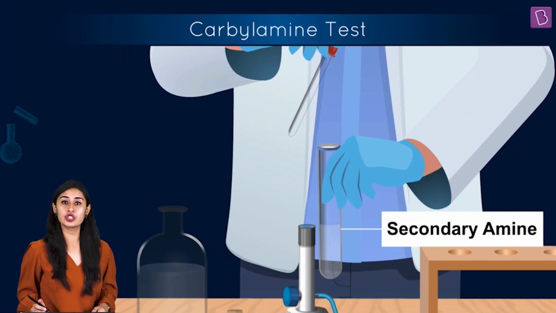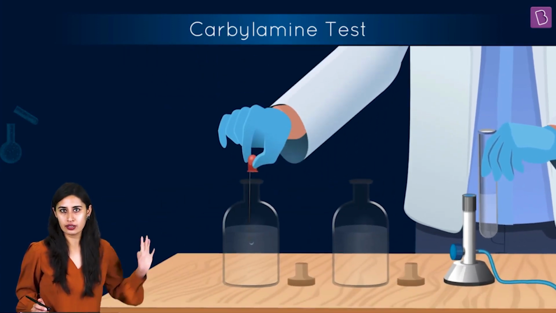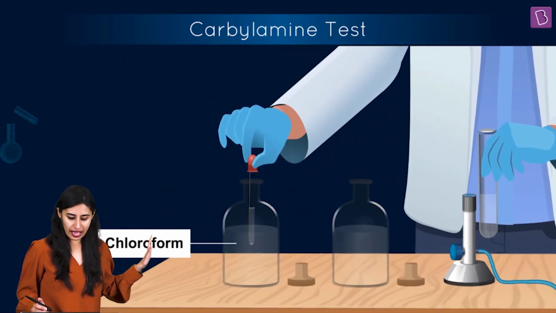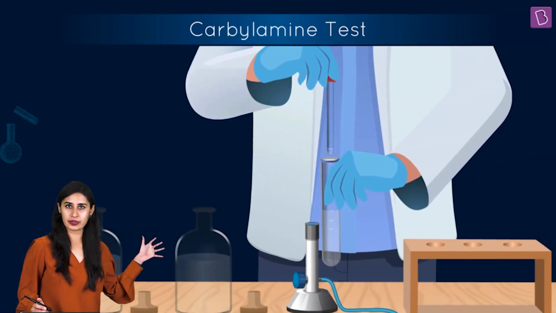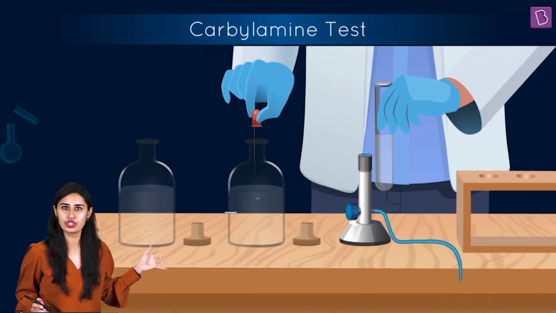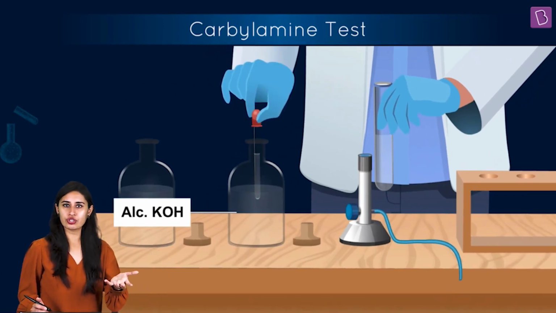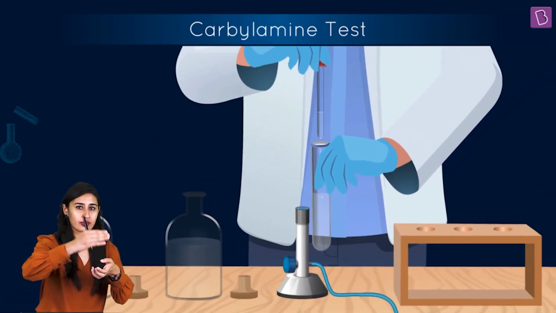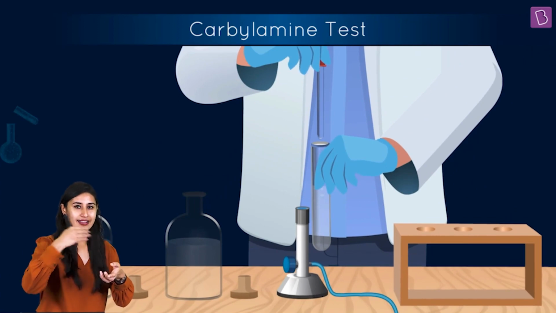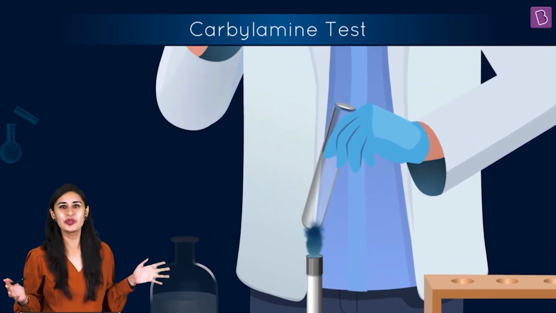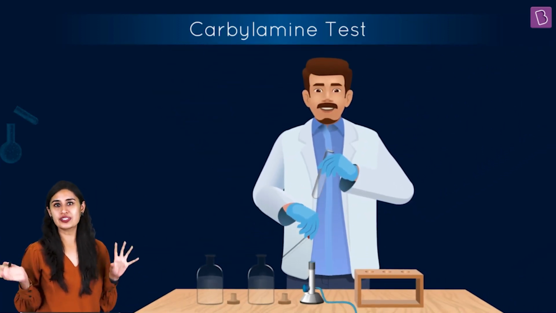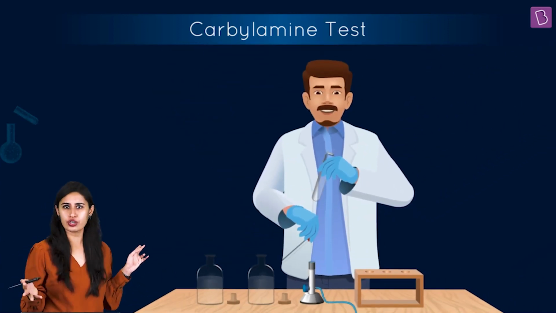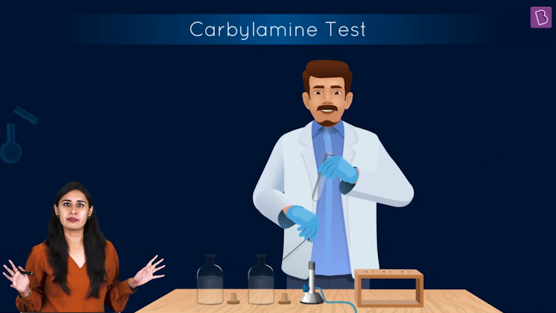We have in the test tube a secondary amine. We are going to add the same chloroform and alcoholic KOH. We are going to heat the solution and we are going to waft it. We are going to try to smell it, and you will see that no smell is going to come. And this proves that it's a secondary amine or a tertiary amine, but it's not a primary amine.